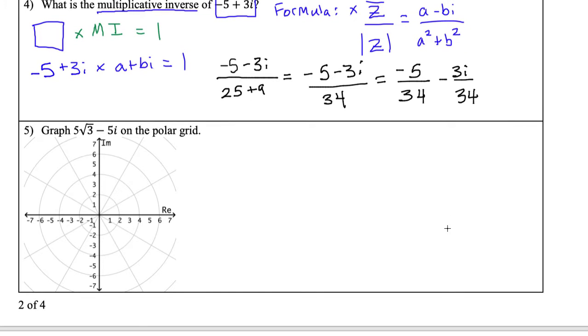All right, finally we're getting into polar coordinates. These are rough. So if I say graph this rectangular thing on a polar thing, you need to convert it to polar form.